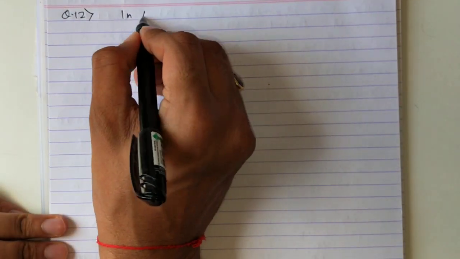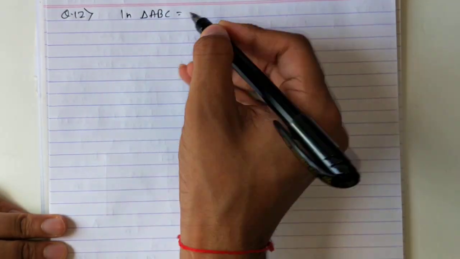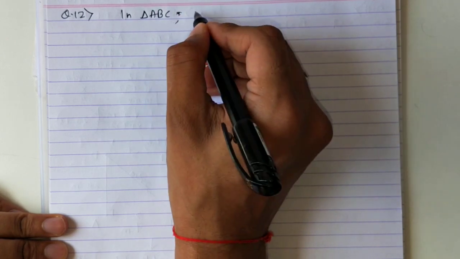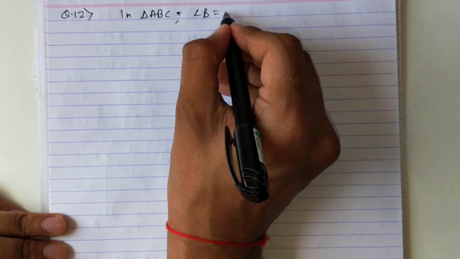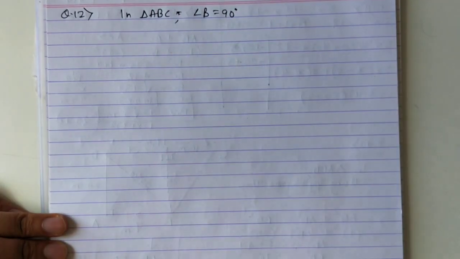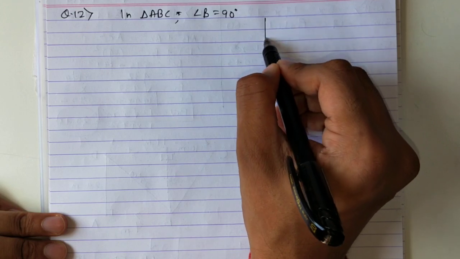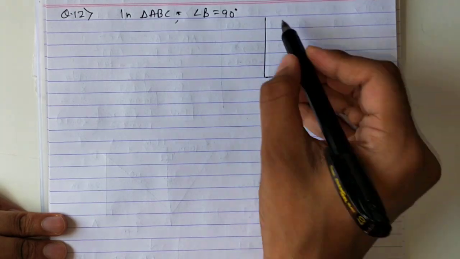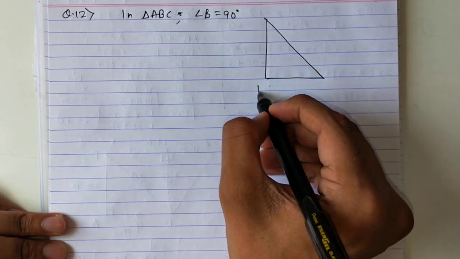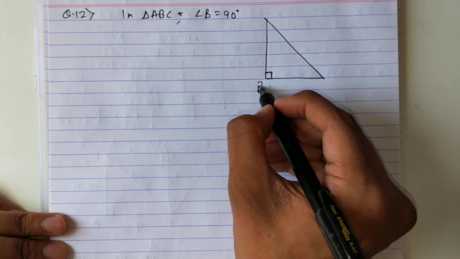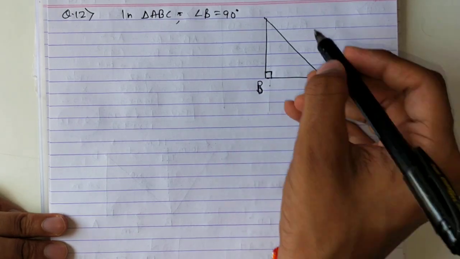Question 12. Question 12 says, in triangle ABC, angle B is 90 degrees and the sides of the triangle are given. See, this is a triangle. Angle B is 90 degrees.